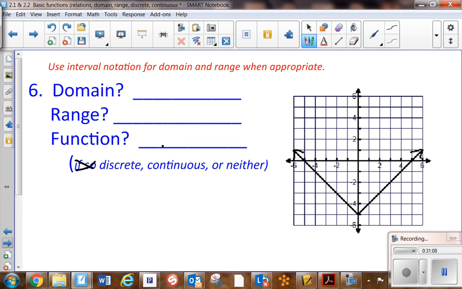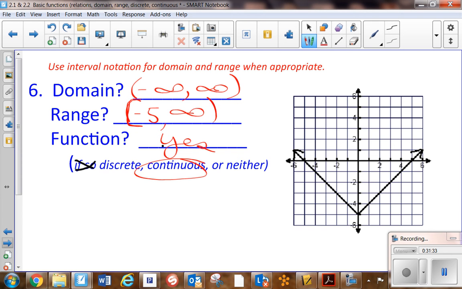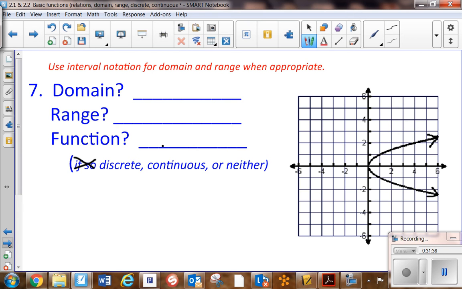Okay. Continuous or discrete? Beautiful. Function. Yes. Trick question. Furthest left. -infinity. Furthest right. Okay, the range, the lowest. Inclusives, highest. Oh, good. Not a function.